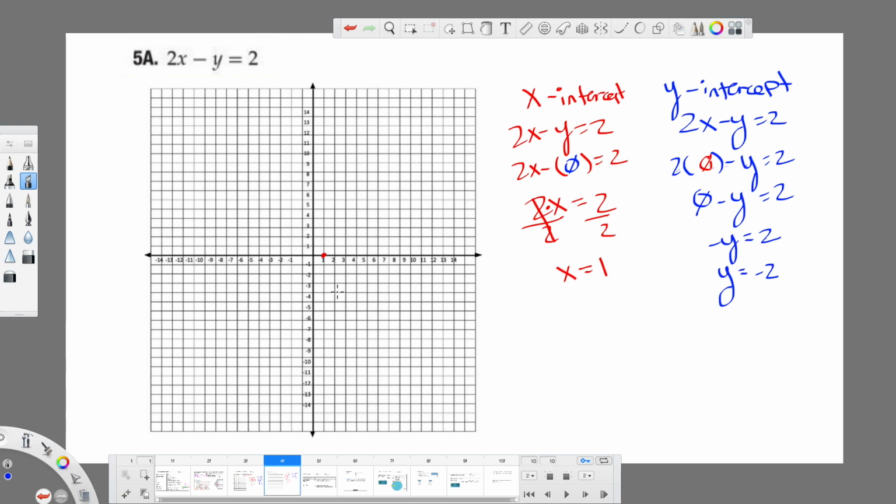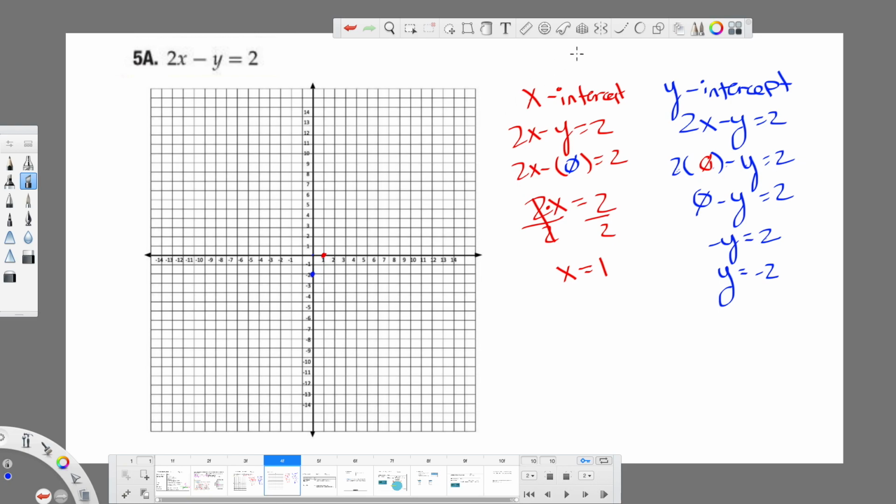And it doesn't always mean it's going to be positive and negative. That's not what I mean. If this were a negative 2 to start with, then it would have been positive, positive. It just depends on what the sign is. So just make sure it flips the sign from what it currently is. All right, so we have y is negative 2. So I'm going to go down to negative 2, and I'm going to put my point there.